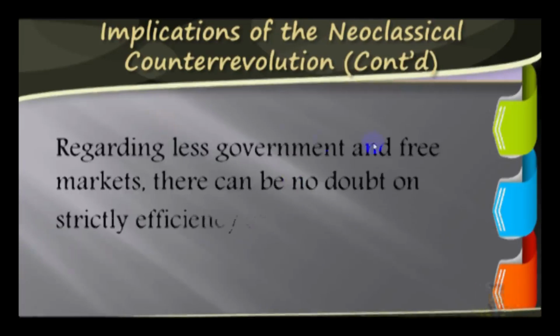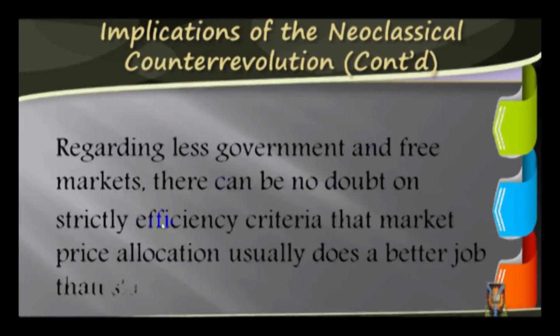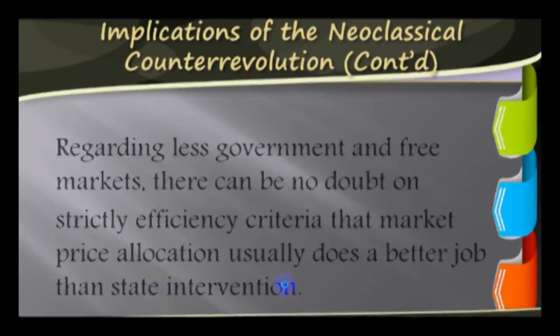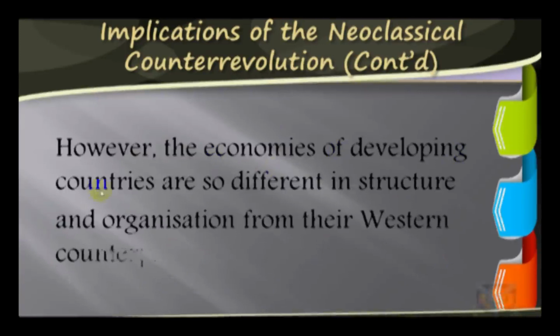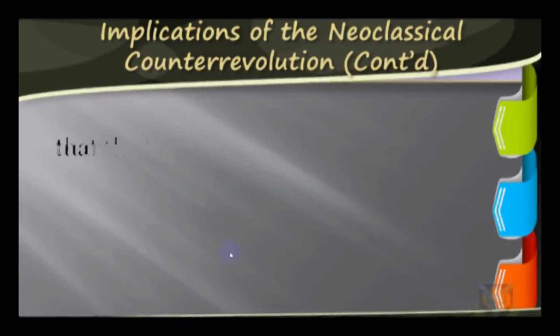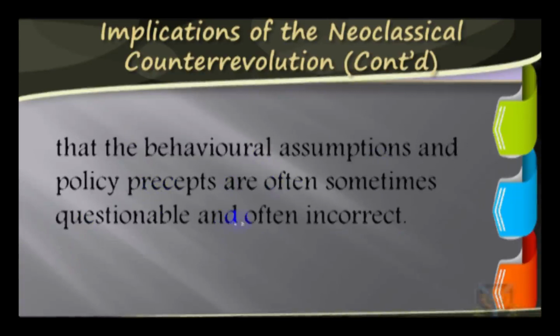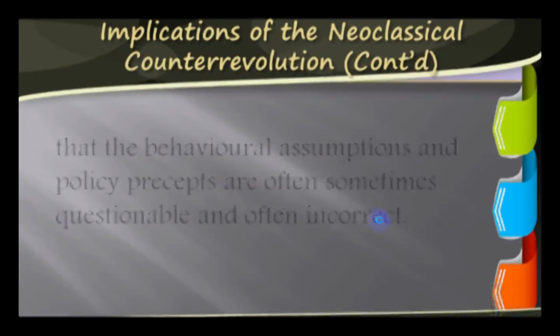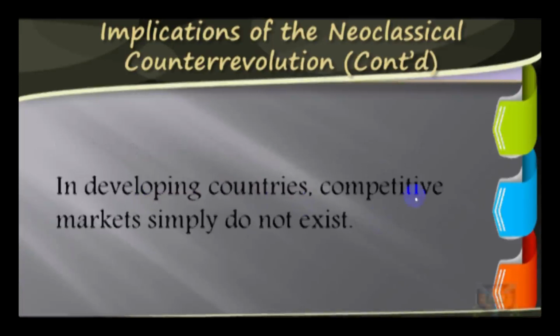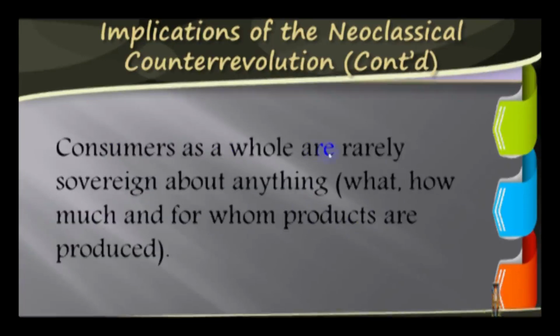Regarding less government and free markets, there can be no doubt on strictly efficiency criteria that market price allocation usually does a better job than state intervention. However, the economies of developing countries are so different in structure and organization from their Western counterparts that the behavioral assumptions and policy precepts are sometimes questionable and often incorrect. In developing countries, competitive markets simply do not exist. Consumers as a whole are rarely sovereign about anything.